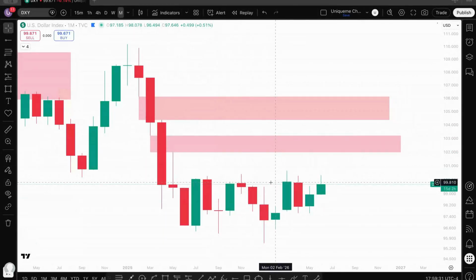So in a new week, I'm going to do my top-down analysis on how to trade, and I also want to show you what I actually added as a confluence for myself.